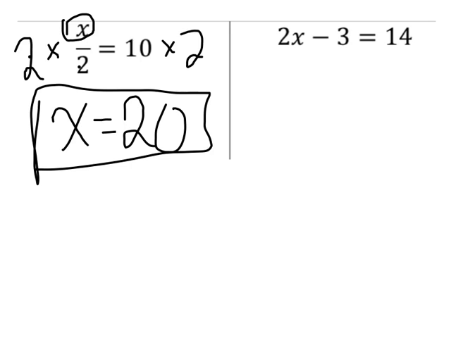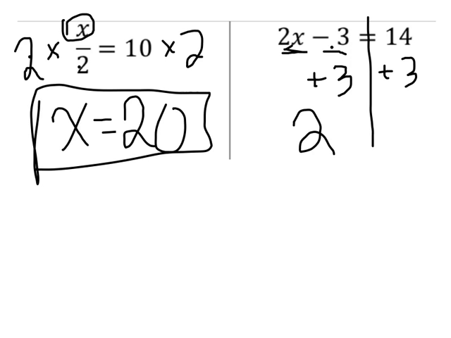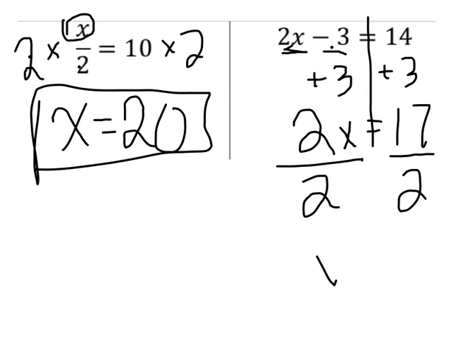For two-step equations, what do I need to do first? I want to get rid of everything that's not directly next to x first, so I need to undo this minus 3. I can undo minus 3 by adding 3. Whatever I do to one side, I have to do to the other. I'm left with 2x equals 17. Now I need to divide. I'm just going to leave it as a fraction. I'm left with x equals 17 over 2.